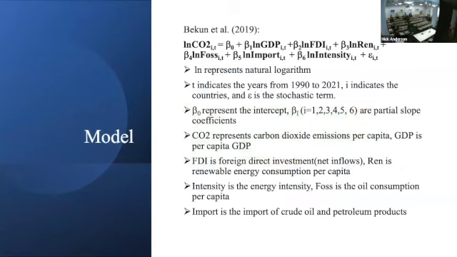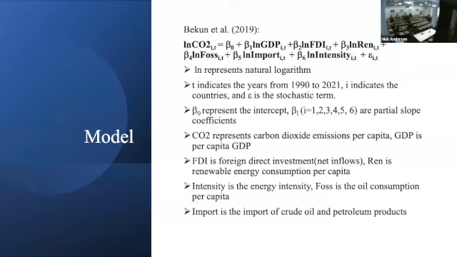So based on the study conducted by Bekun et al. 2019, I estimated this log-log model. Here, I transformed the variables to logarithmic form in order to linearize the trend and also to solve the issue of heteroscedasticity. And here T indicates the years from 1990 to 2021. I indicate the countries, and E the stochastic term or the error term.